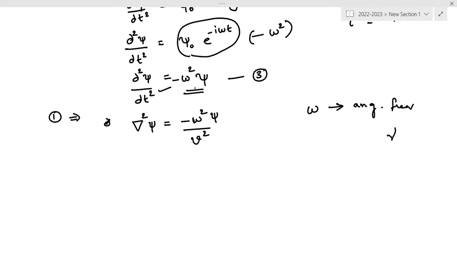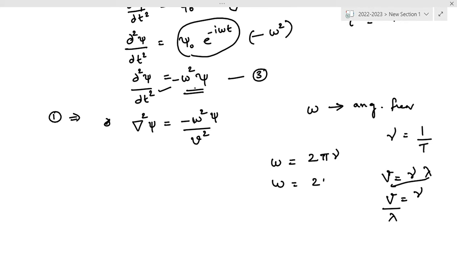Frequency is inverse of time. Therefore here also we have the time factor. Therefore this omega should be replaced by omega is equal to 2 pi nu. Nu is frequency. We know that V is equal to nu lambda, or nu is equal to V by lambda, where I am taking V as the wave velocity. So omega is equal to 2 pi V by lambda.